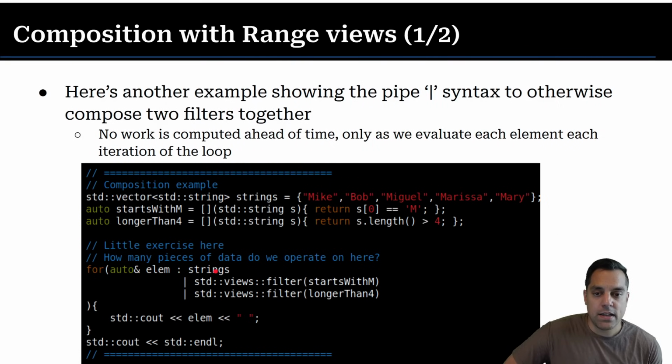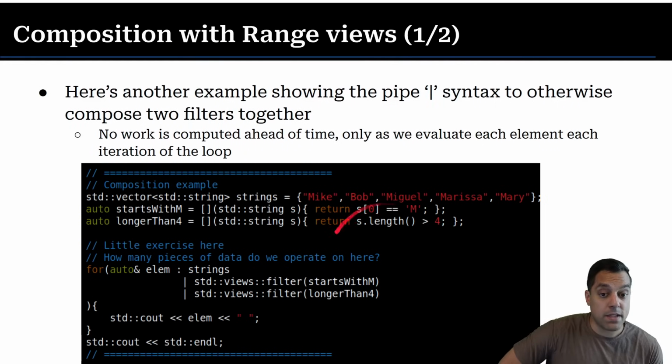I have this element, and then I'll look at strings, my collection of strings, and then I'll filter and just say, hey, Mike, does it start with M? I don't care about Bob, Miguel, Marissa, etc. I'm just looking at Mike here the first time through this loop. And then I'll also look and say, hey, is that longer than 4 characters? It's not, so just toss it out, okay, and move on to the next thing. Okay, and then look at my next element.